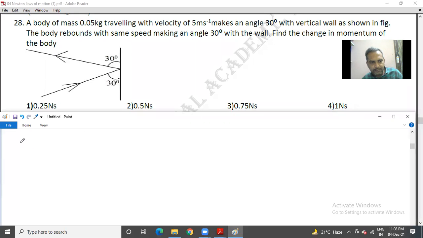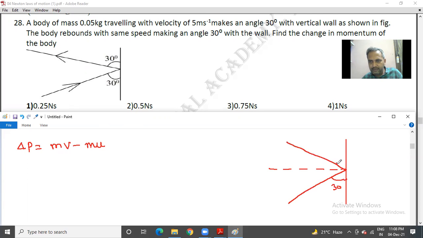So once again, change in momentum, delta p is equal to mv minus mu. Here, initial velocity and the final velocity, their components are opposite. So this is the wall. This is normal drawn to the wall. The ball hits the wall like this, making an angle 30 with the normal, and after hitting the wall, the ball is going like this. So therefore, this will be opposite to 30.